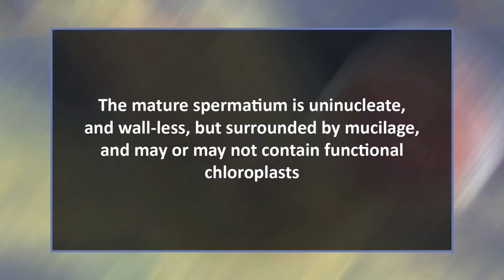During the development of the spermatium, the pit connection with the spermatium mother cell is severed. The mature spermatium is uninucleate and wall-less, but surrounded by mucilage and may or may not contain functional chloroplasts.